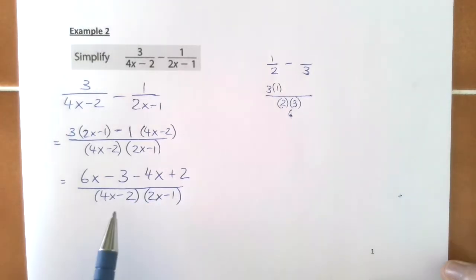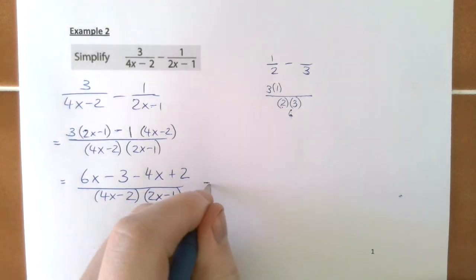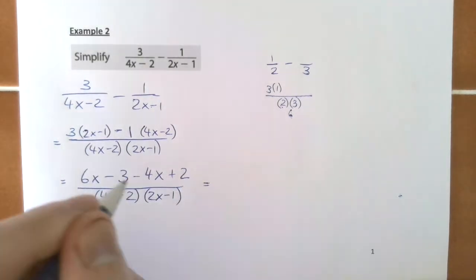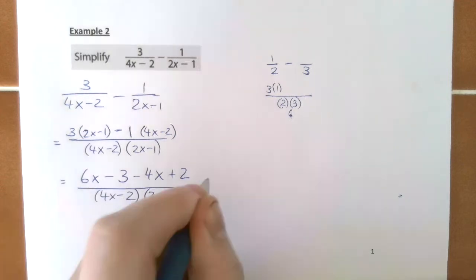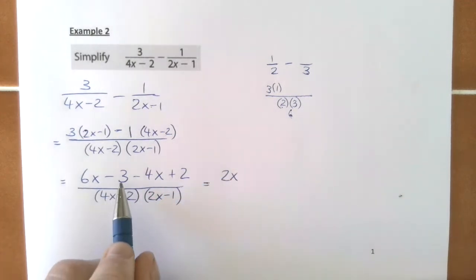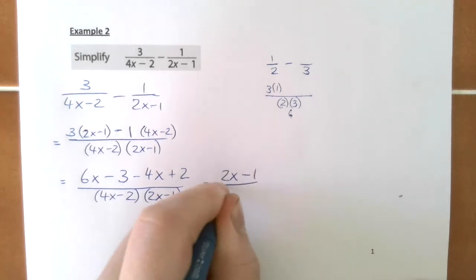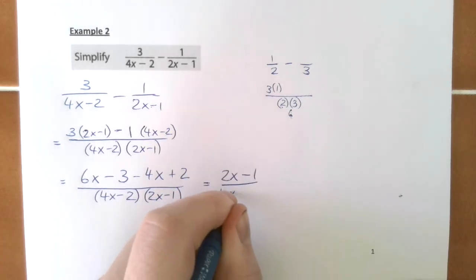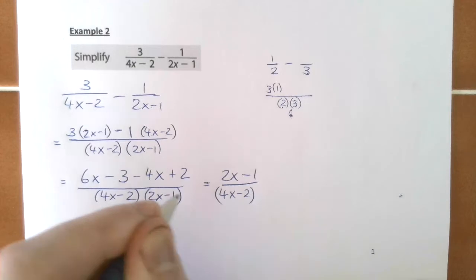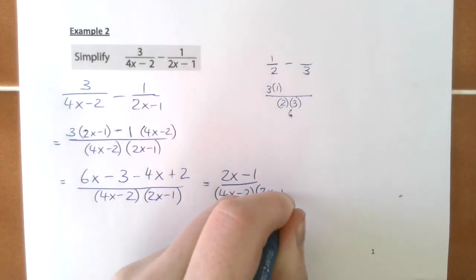Now it doesn't make a difference. We can try to simplify this further if we want, or we can just leave the bottom as it is. And then to simplify the top part, add your x's together. You can see that it's going to be 2x, and then minus 3 plus 2 is minus 1, and then that is all over 4x minus 2, bracket 2x minus 1.